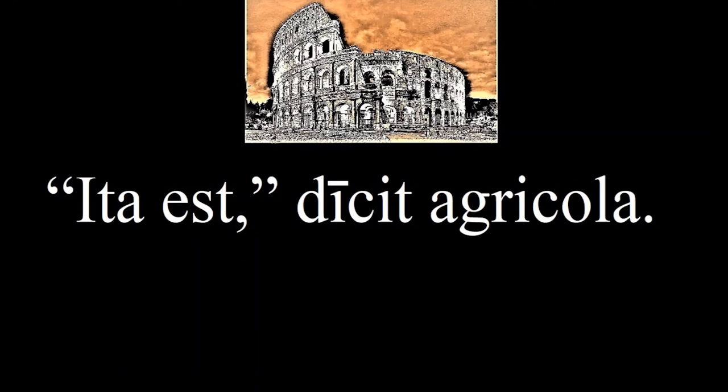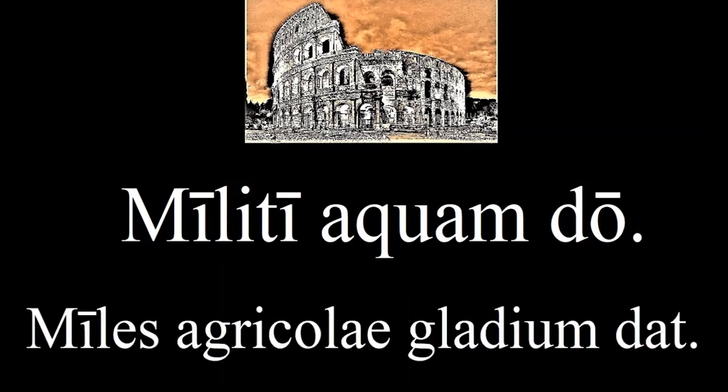Let's review giving and the dative case now by introducing a new declension. Militi aquam do. I give the soldier water, or I give water to the soldier. You can see the connection to military, right? It's not so clear though in the nominative case. For example, miles agricolae gladium dat. The soldier gives the farmer a sword.